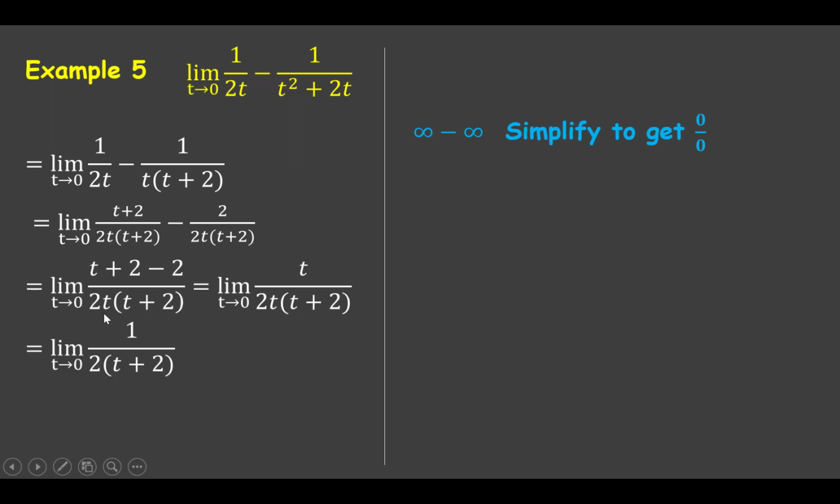So you're going to have 2t, t plus 2 on the bottom. On the top you will have t plus 2 minus 2. 2 and 2 cancel each other, so you have t left. And now t and t cancel. So you have 1 over this. Now this is no longer 0 over 0 type. So you can just substitute t equals 0 and you get the answer. Okay.